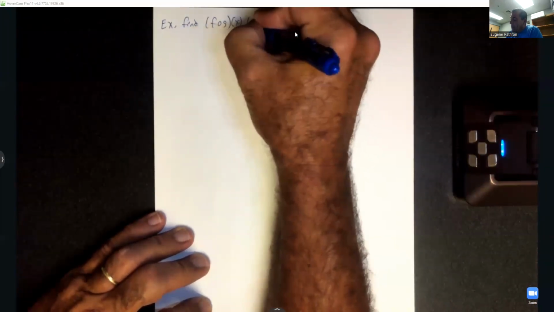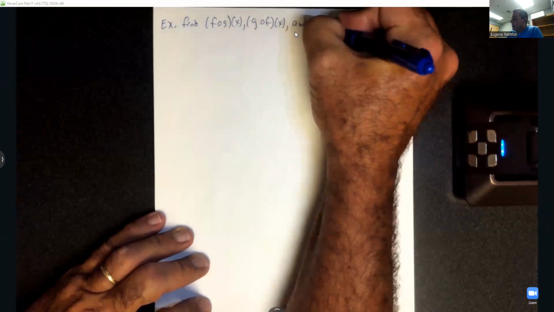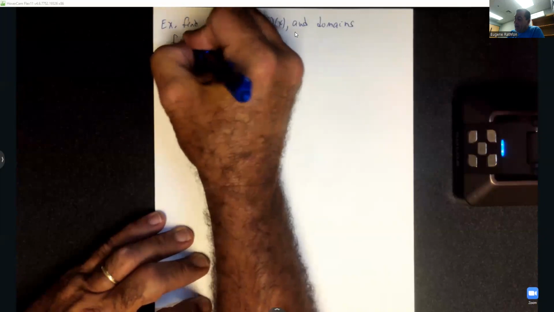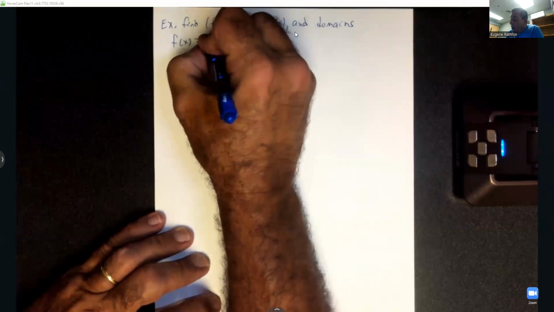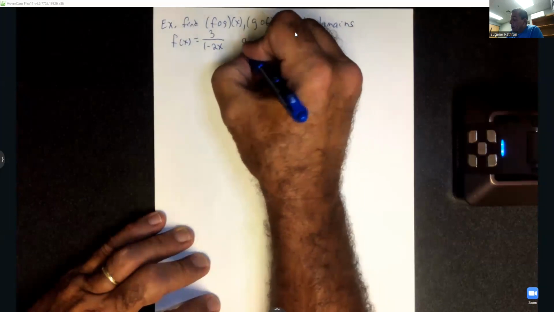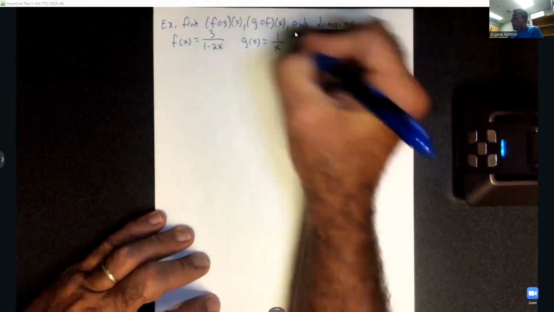All righty, so let's try the big one here. We're going to find f compose g of x, g compose f of x, and the domains. This time f of x is going to equal 3 over 1 minus 2x. My g of x is going to equal 1 over x.